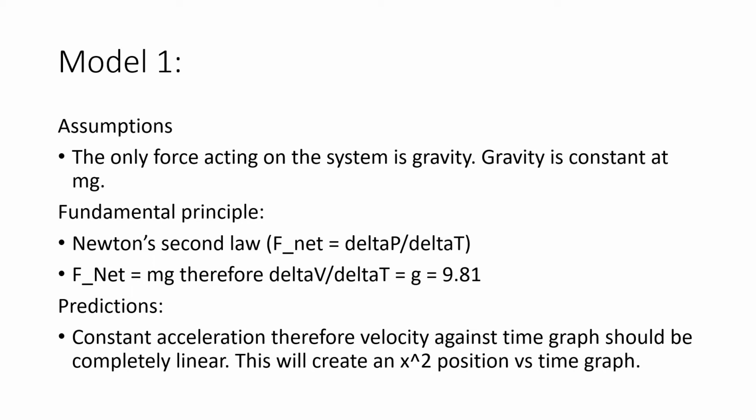Model 1 assumes the only force acting on the system is gravity, gravity being constant at mg, g being defined as 9.81, and if we apply Newton's second law, we should yield an acceleration of 9.81, or delta v over delta t of 9.81. Therefore, my prediction for this model is that we're going to see a linear velocity graph and a position graph similar to a scalar multiple of an x squared parabola.